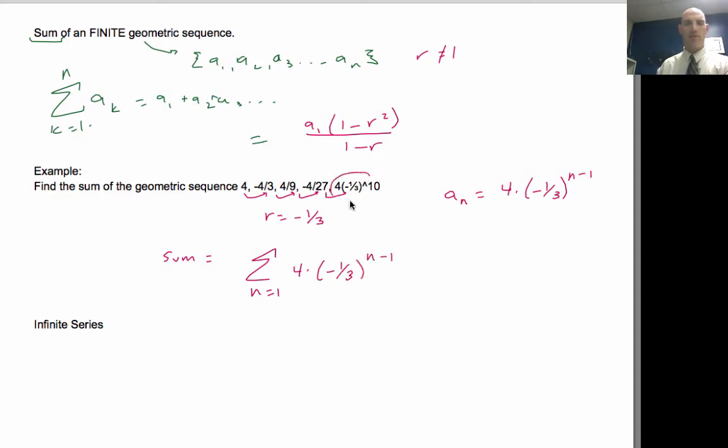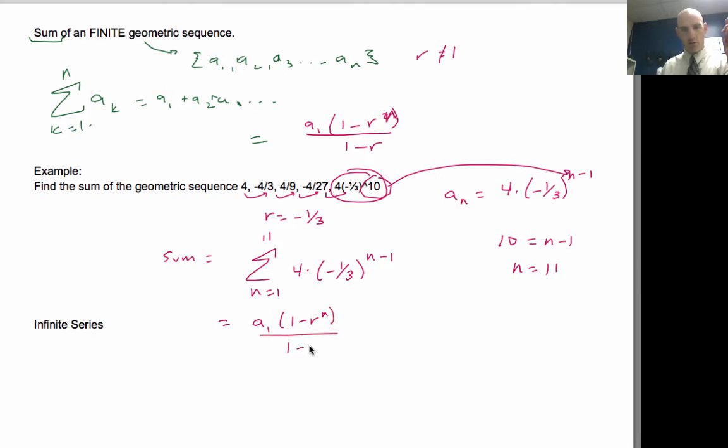Well, I've got to figure out how many terms there are. Well, if 10 is equal to n minus 1, then n is equal to 11. So this goes from n equals 1 to 11 of 4 times negative 1/3 to the n minus 1. And so my sum is equal to a sub 1, so I'm using my formula here. A sub 1 times 1 minus r to the n. I put squared up here. It should be r to the n. R to the n over 1 minus r.